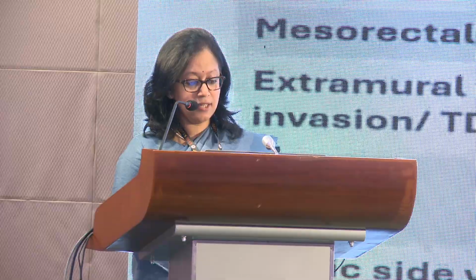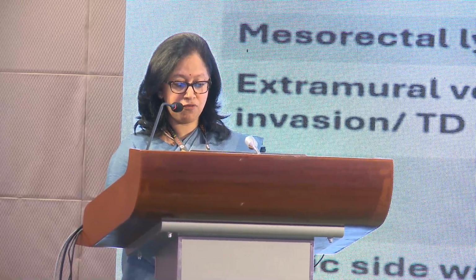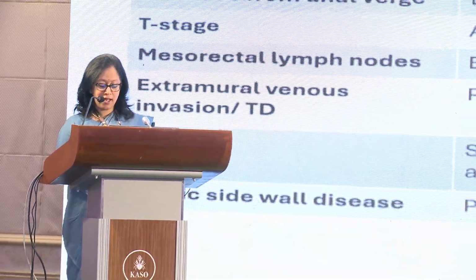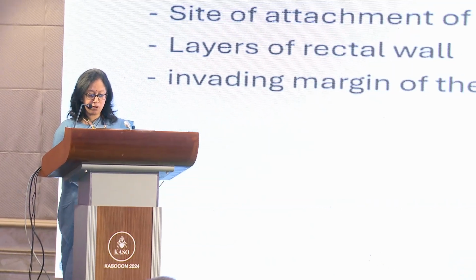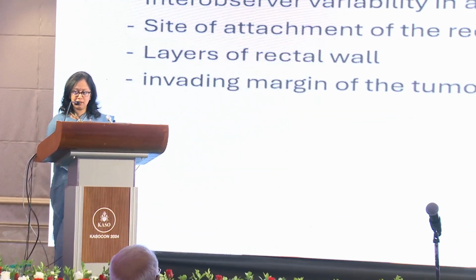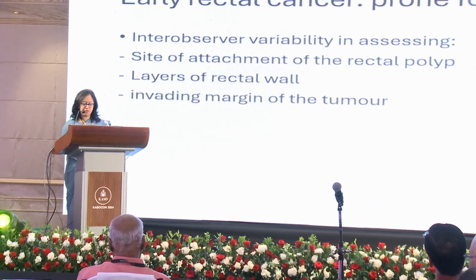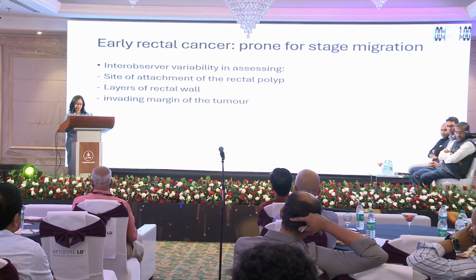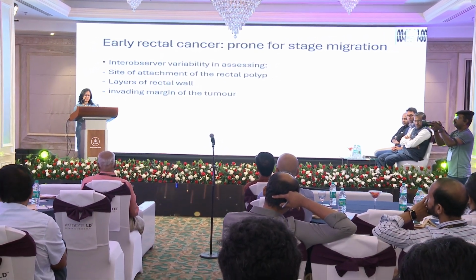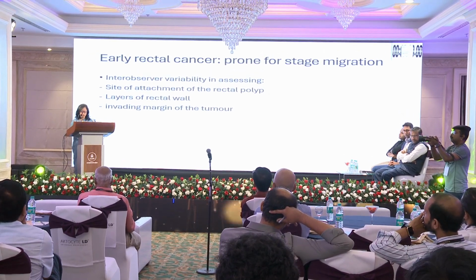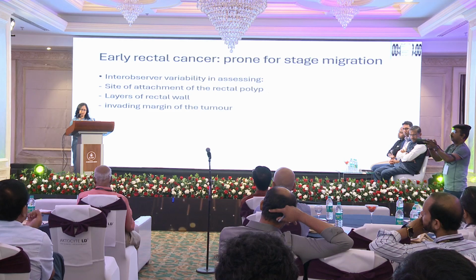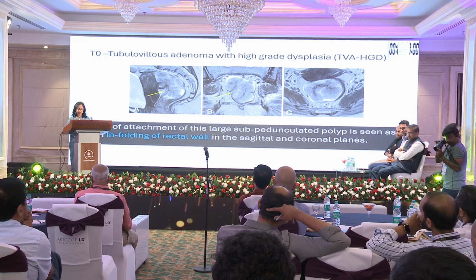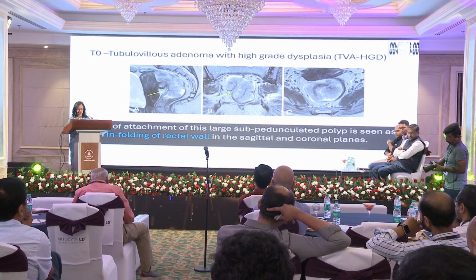we report all these findings in early rectal cancer about morphology, signal intensity, etc. And we touch upon prognostic features. What is very important, and what contributes to stage migration in early rectal cancer, is the variability in identifying the site of attachment of the rectal polypoidal growth, differences in the understanding of layers of rectal wall, and in correctly identifying what is the invading margin of an early rectal cancer. I'm going to show you a few examples of these.